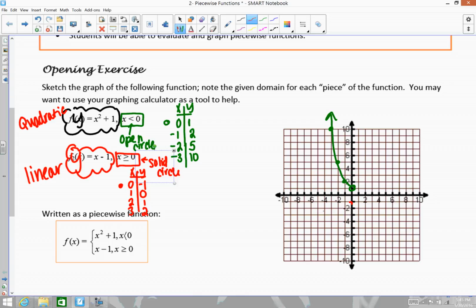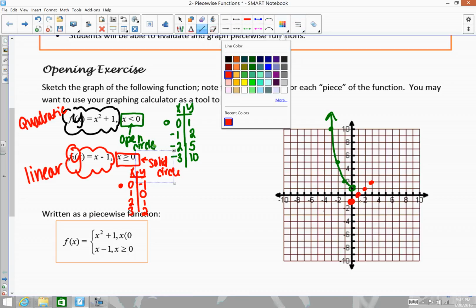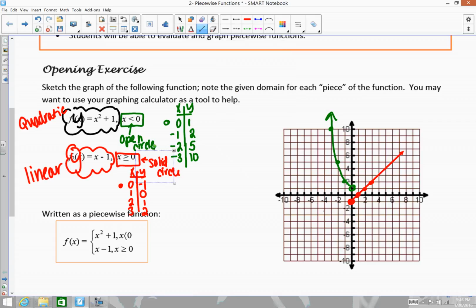So 0, negative 1 is filled in. Then we have 1, 0. Then we have 2, 1. 3, 2. And it would just keep on going. And it's only going to keep on going to the right. So when I go to connect this, remember, you only want your arrow going to the right because you want when x is greater than or equal to 0, greater than 0 would be on the right-hand side. I don't want anything less than 0. So that's the important part of this.